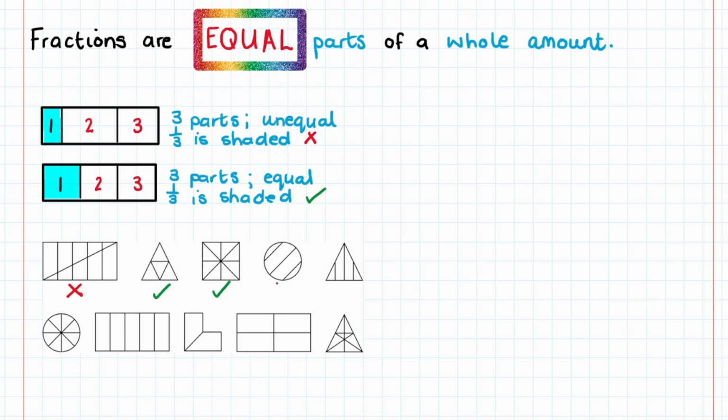The next circle and triangle have not been divided into equal parts. The next 4 shapes have been divided into equal parts. And the last triangle is not an example of fractions.